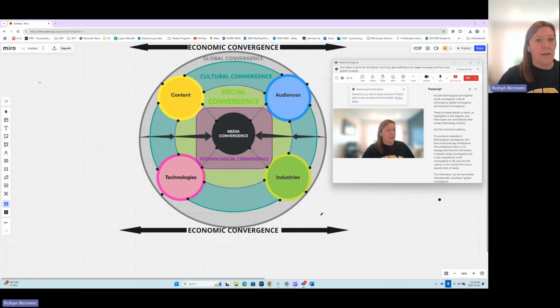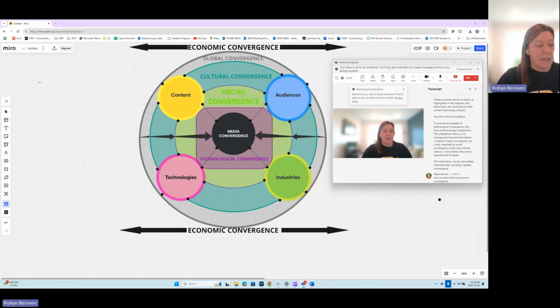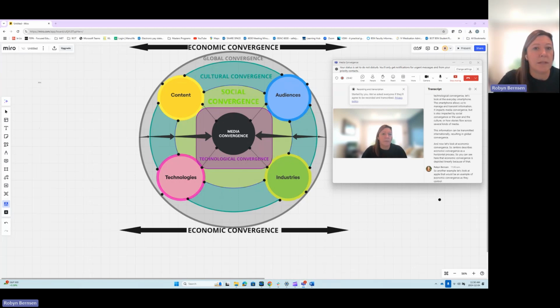This information can be transmitted internationally, resulting in global convergence. And now let's look at economic convergence. So Jenkins describes economic convergence as a horizontal process. So you can see here that economic convergence is depicted linearly because of that. So another example, let's look at Apple. That would be an example of economic convergence as they control interest in film, TV, music, and also multiple technologies.